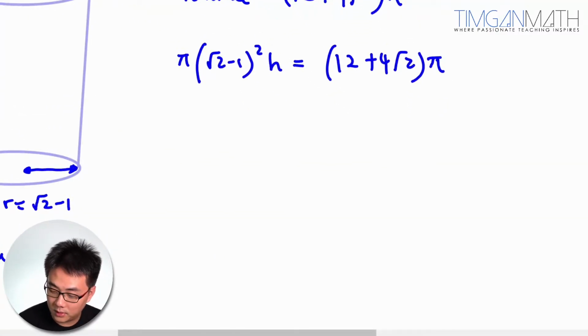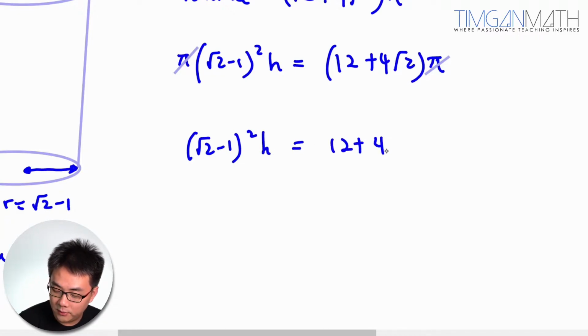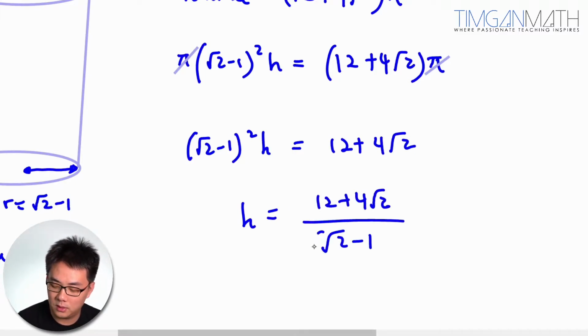Then what you can do is just cancel pi on both sides, and basically your height: root 2 minus 1 squared times height equals 12 plus 4 root 2, and this will be height equals 12 plus 4 root 2 divided by root 2 minus 1 squared.